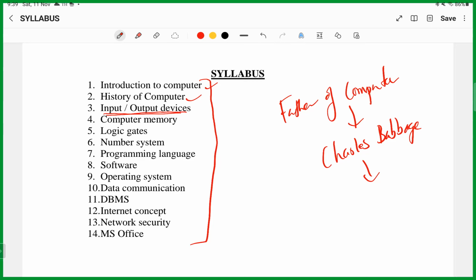You might have played PS2 or PS3 where you use a joystick. Have you used it? Yes, sir. Is it an output device or an input device? Input device. That's how you use it. Okay. So these are the input devices and output devices. We'll be studying details of all these devices. Then we'll be talking about memory.